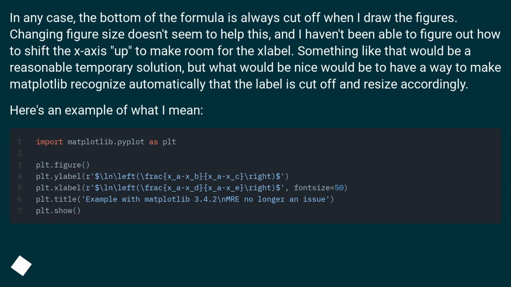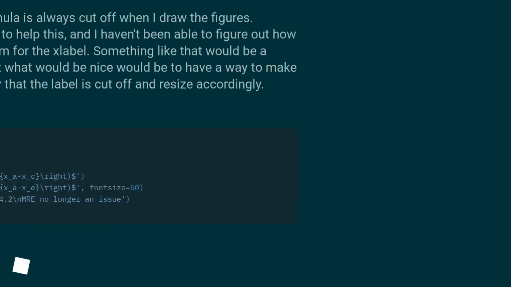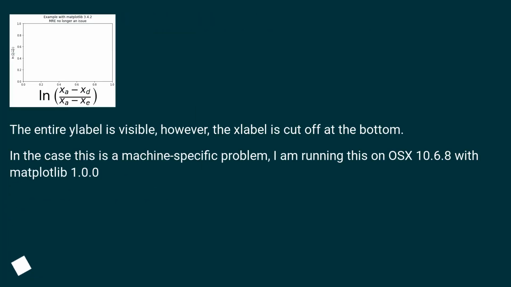Here's an example of what I mean. The entire label is visible, however, this label is cut off at the bottom. In case this is a machine-specific problem, I'm running this on OS X 10.6.8 with matplotlib 1.0.0.